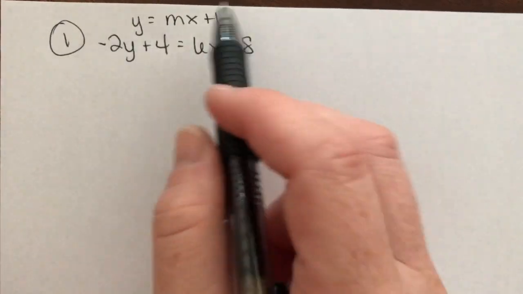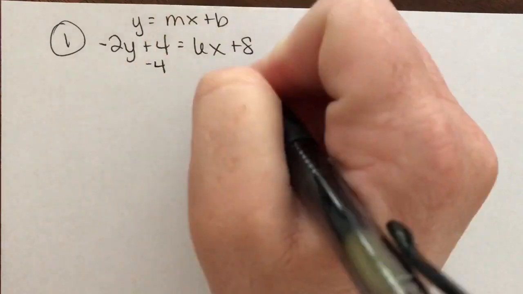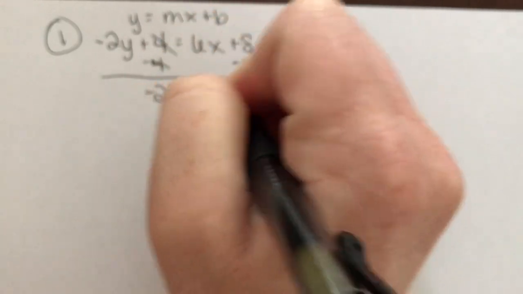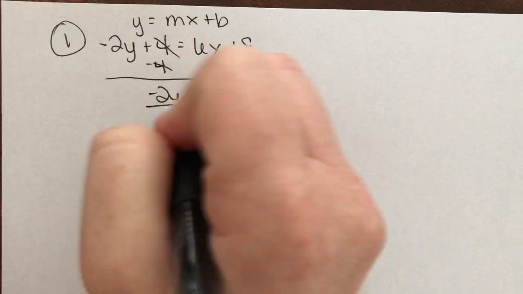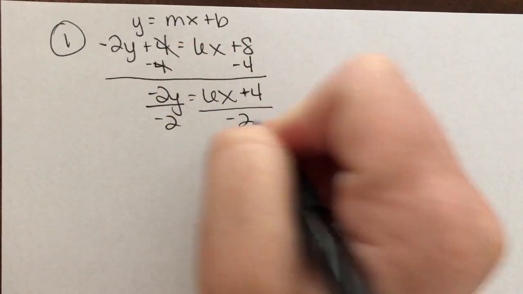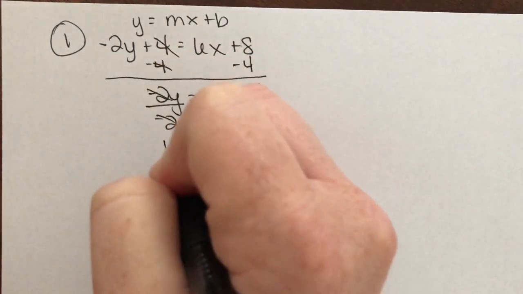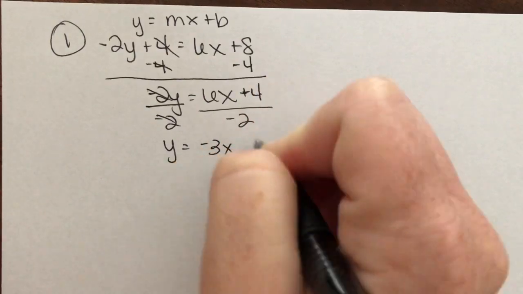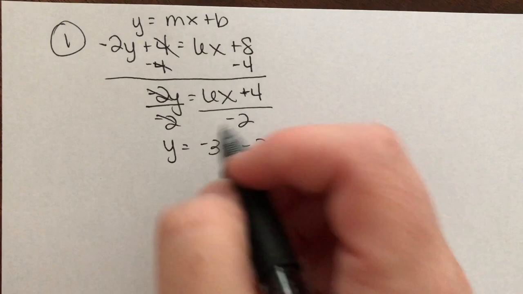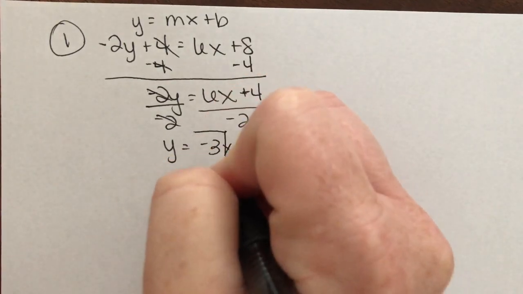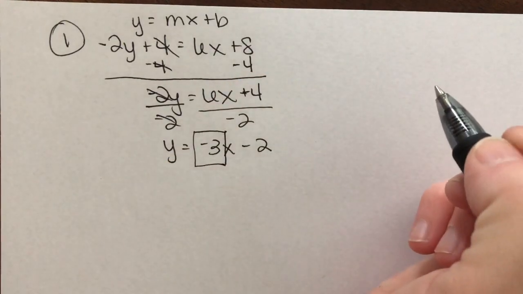So first I want to get y alone here. So I'm going to get rid of the 4. Whatever I do on one side of the equal sign, I got to do it to the other. No, it's a positive 4. And then I got to divide by negative 2. These go away. Y equals negative 3x minus 2. So here's this equation. But my equation doesn't have the same slope. It has a perpendicular slope.